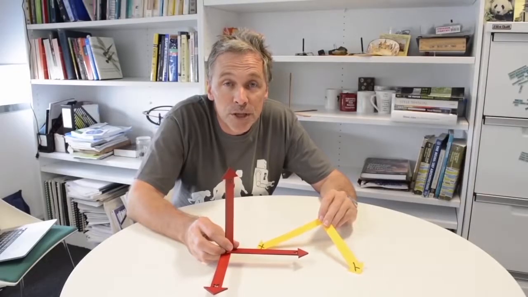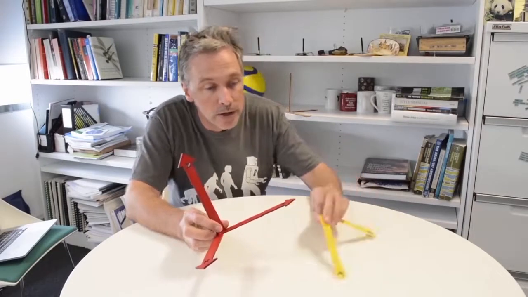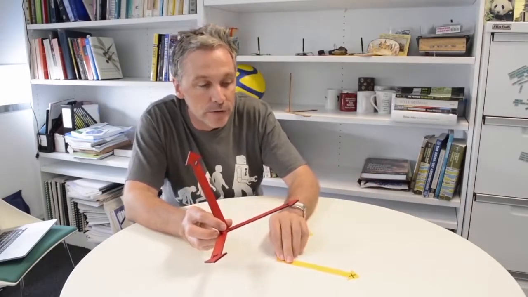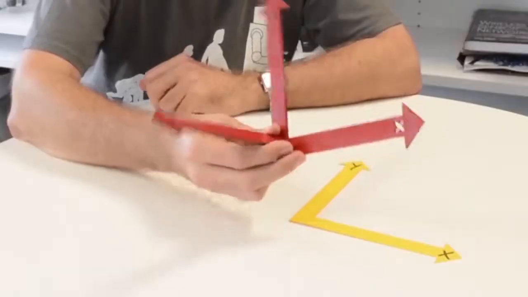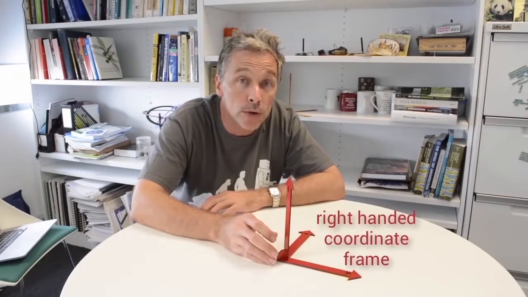There's a very close relationship between the two-dimensional and the three-dimensional coordinate frames. Now, let me put down the two-dimensional coordinate frame, and here is the three-dimensional coordinate frame, and I can overlay the x-axis and the y-axis, and we see that the z-axis points upwards. We refer to this as a right-handed coordinate frame.